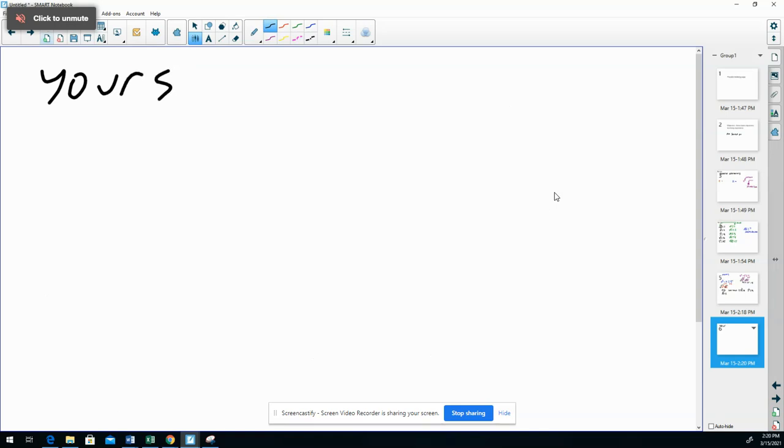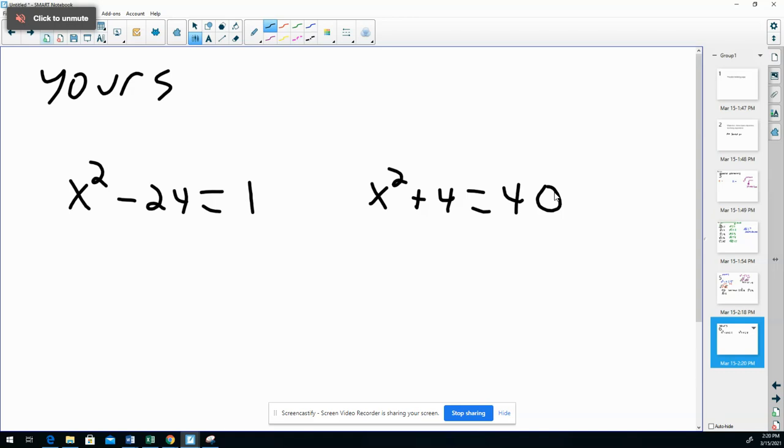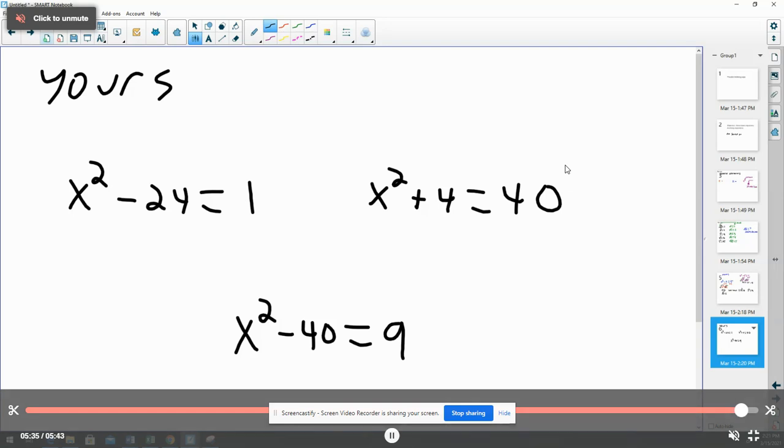And here are some problems on your own. So we have x squared minus 24 equals 1. x squared plus 4 equals 40. And x squared minus 40 equals 9. Okay, so those are for you to do on your own. And that will be it for today. Remember, you're going to get that double answer.